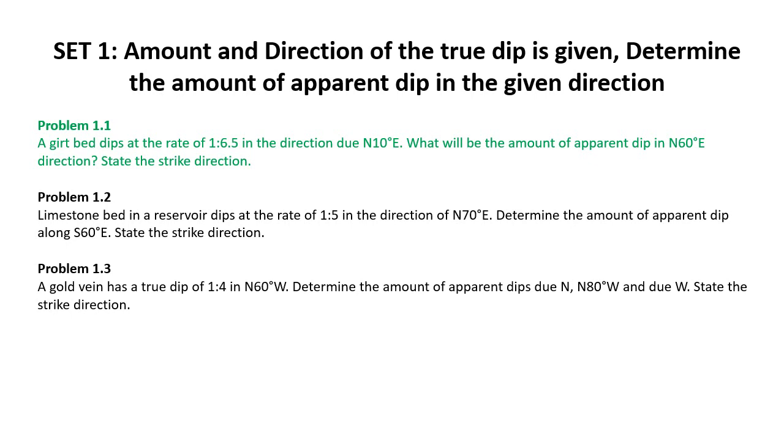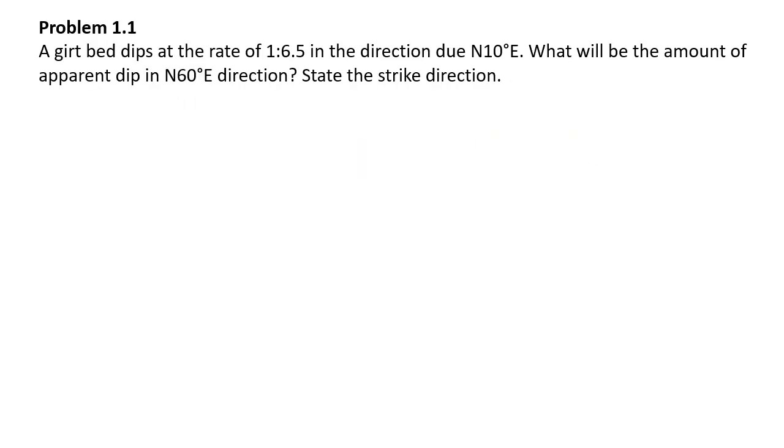What will be the amount of apparent dip in north 60° east direction? And also we need to find out the strike direction. So here along north 60° east, what is the amount we have to find out. So the problem is very easy.